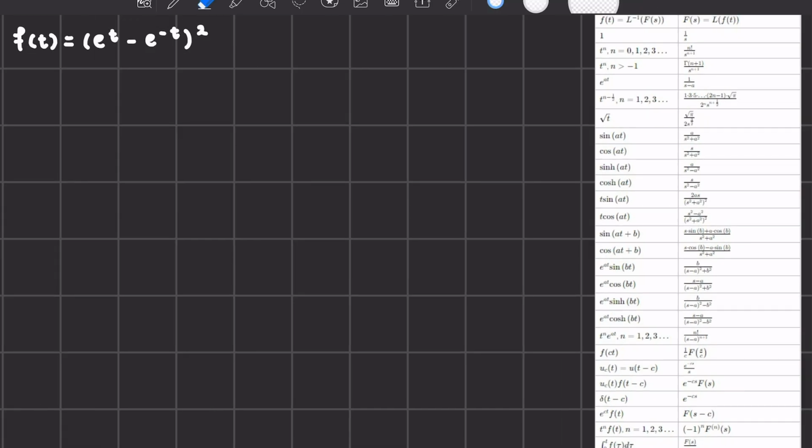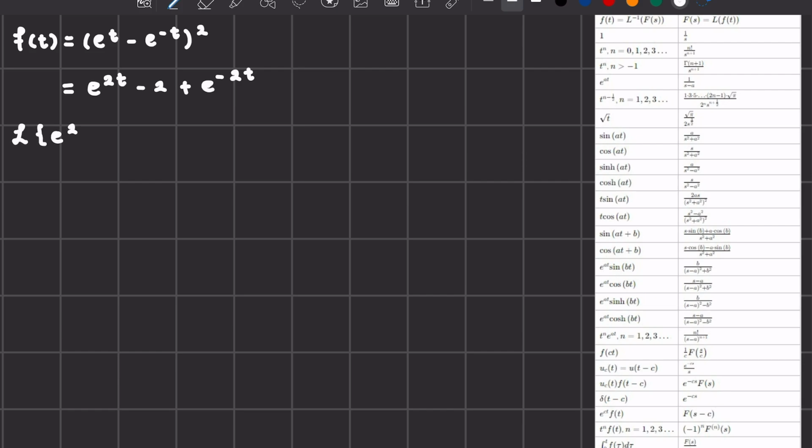This is our third example for today's solving equations using the table of Laplace transform. We have f of t equals e to the t minus e to the negative t, and everything here is squared. Firstly, let's try and solve this equation by expanding it out. So we have here e to the 2t minus 2 plus e to the negative 2t after expanding our equation. And so we can solve this using the Laplace transform by the table.